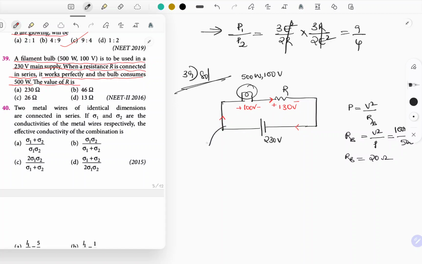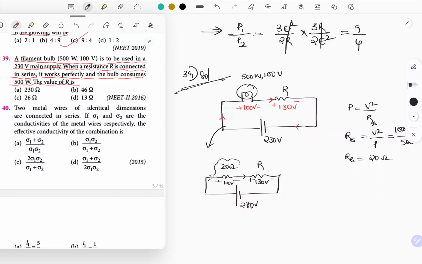So let me replace this circuit so that it will be very easy for us to understand also. This is how we can replace. This is 230 volt. And resistance is 20 ohm for that bulb. This is capital R. Voltage across this bulb is 100 volt. Voltage across this resistance is 130 volt. So plus minus, this is how current is entering.